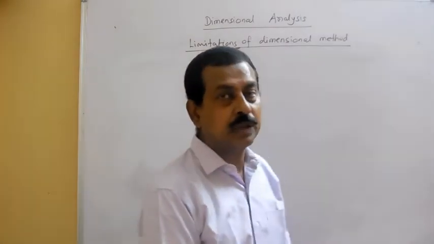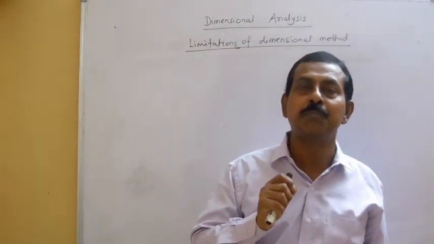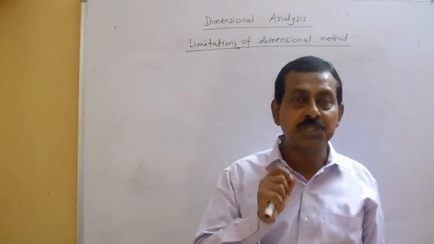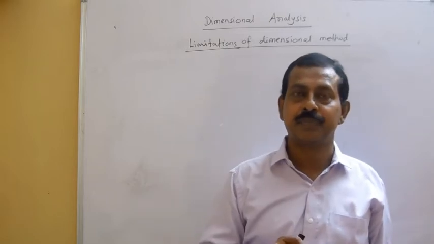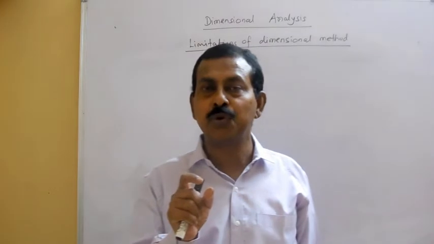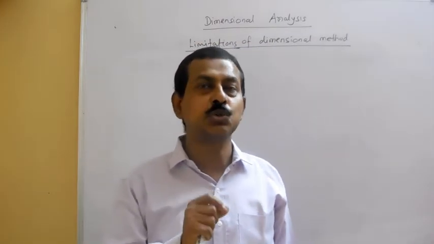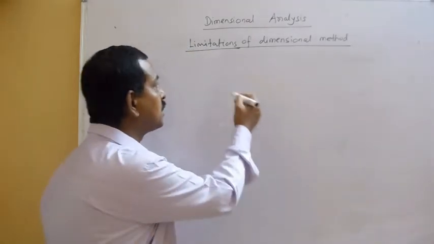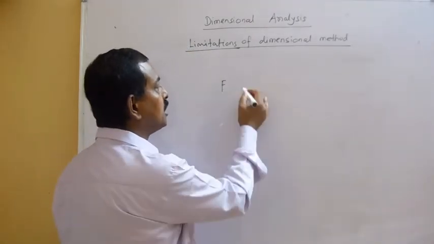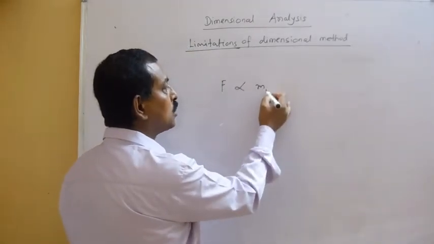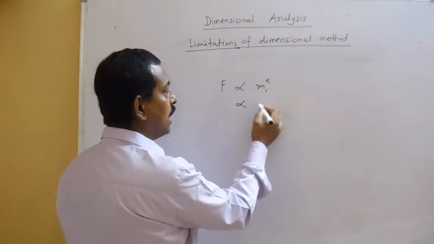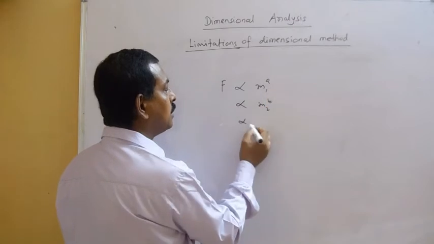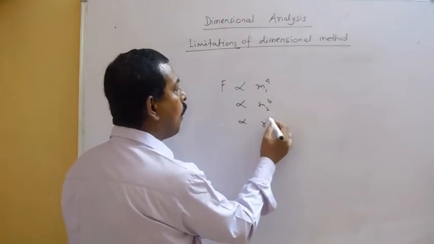Fourth limitation. We cannot use the dimensional method to derive a relation if it involves a dimensional constant. If a dimensional constant is involved in that relation, then we cannot use the dimensional method to get the relation. So for example, if we consider that the force of gravitation depends upon the masses of the balls, it is m1 power A, m2 power B, and separation R power C.